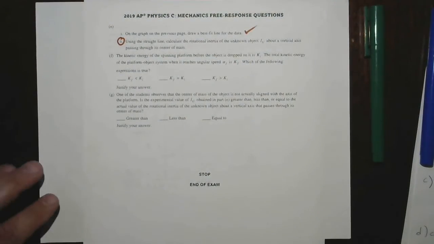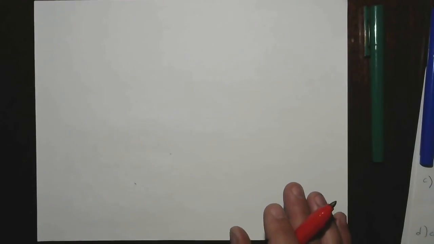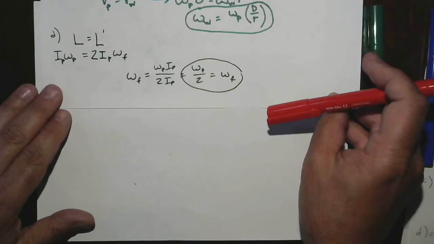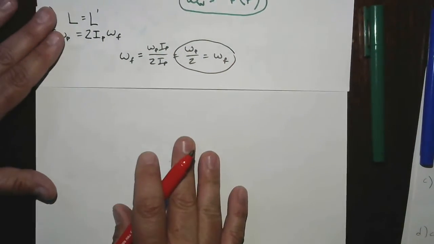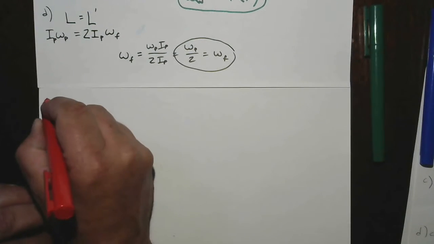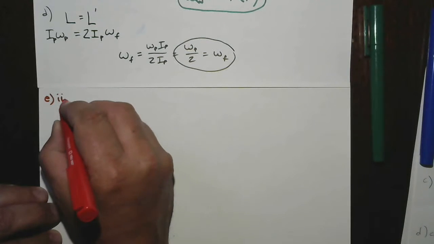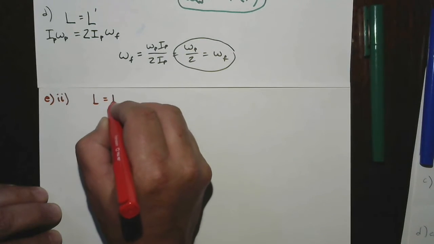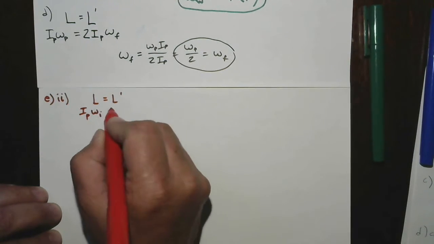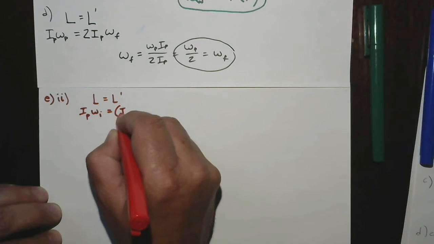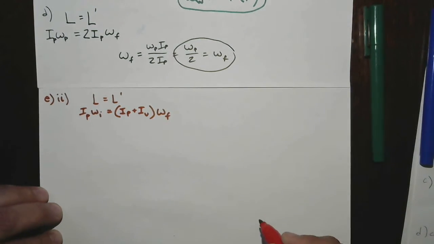So E2 is pretty much everything. And what we're going to do is use the model that we had before of our conservation of angular momentum here. All right, so we're going to say that L equals L prime. That means that IP times omega I, the starting thing, is going to be IP plus IU times omega F.